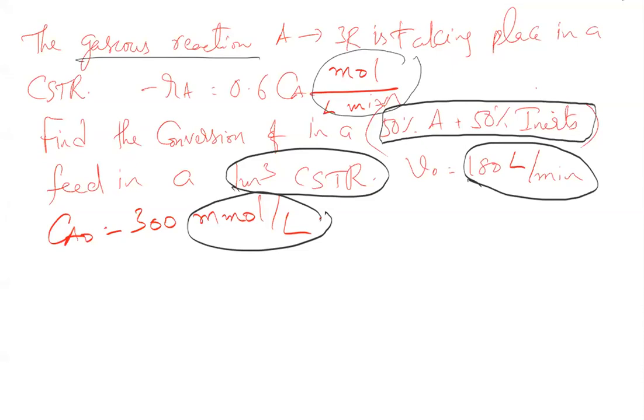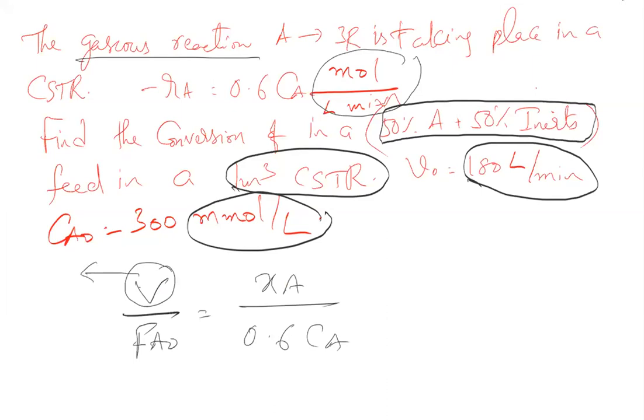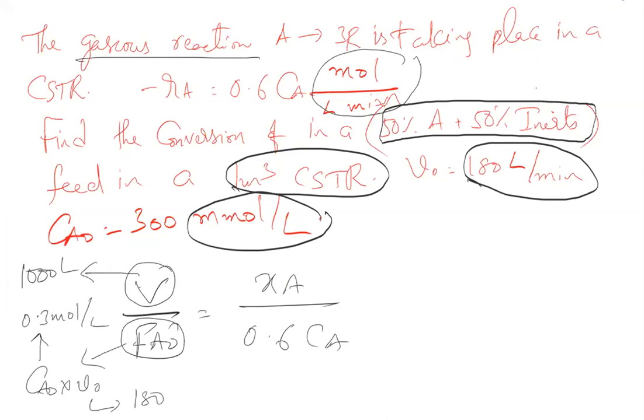So what is the equation? V by FA naught is equal to XA by 0.6 CA. What is V? I am converting everything to liters, which is 1000 liters. What is FA naught? FA naught is not given, but it is nothing but CA naught into V naught. What is CA naught? 0.3 mole per liter. CA naught into V naught. What is XA? You need to calculate. What is CA?